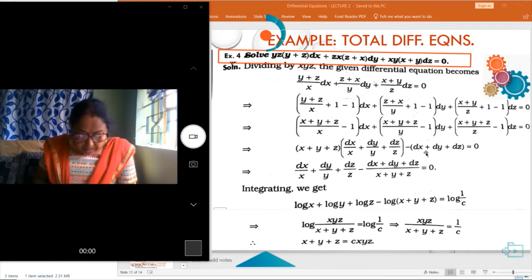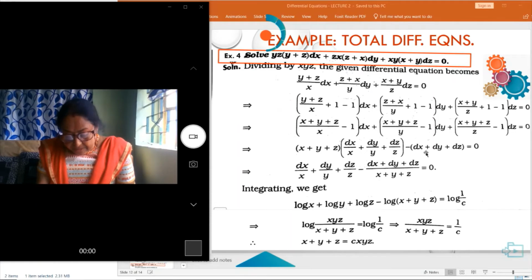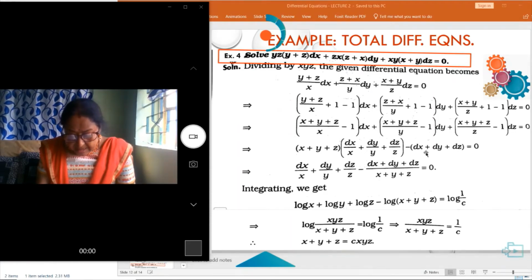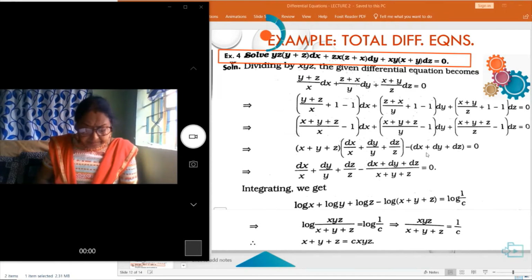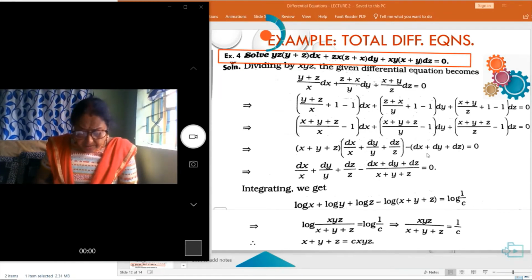yz into y plus z dx plus zx and so on. Here we see that we divide throughout by xyz. In the first case yz is there, x is missing. In the second case zx is there, y is missing. So dividing throughout by x, y and z, we get the identity as given. So again dividing y plus z divided by x.